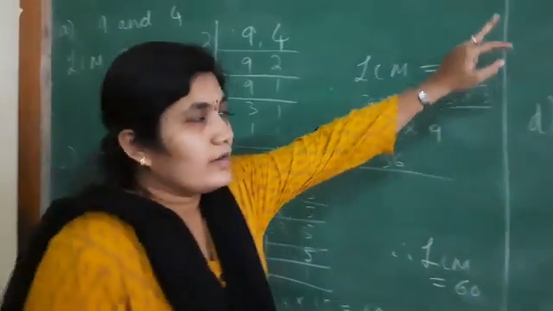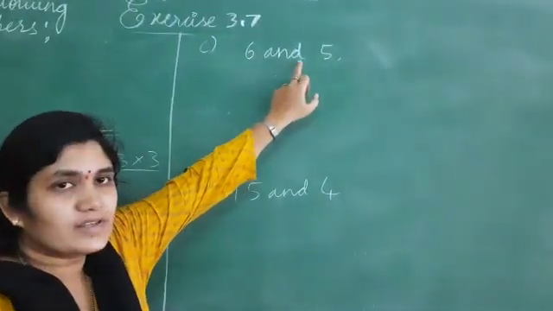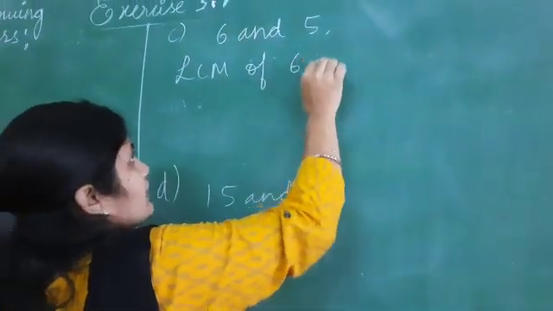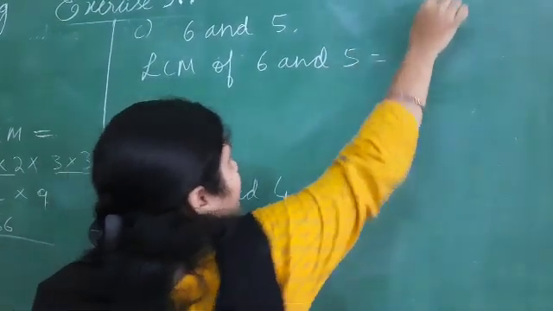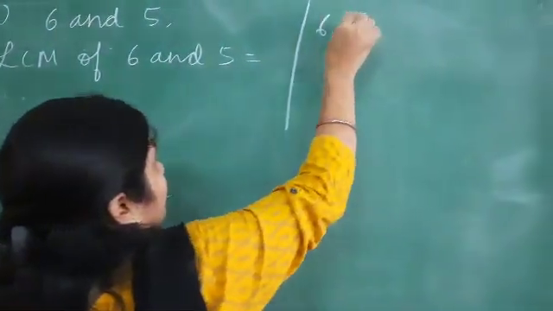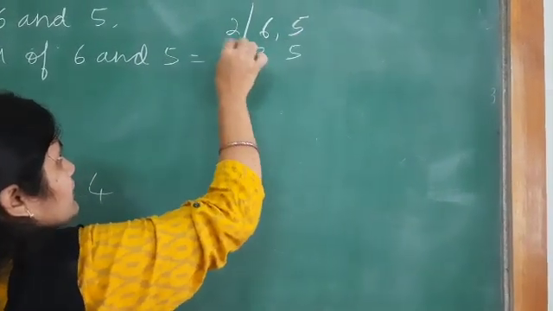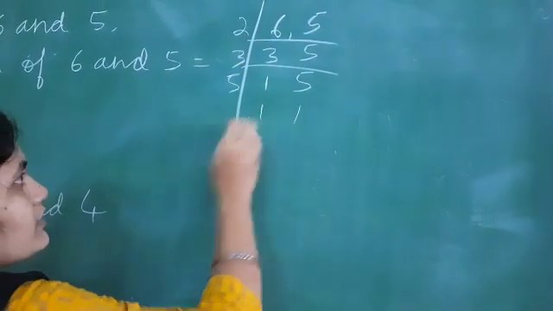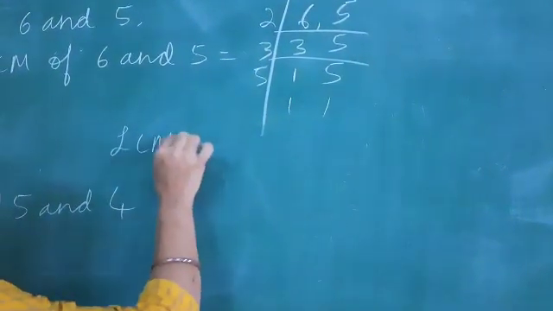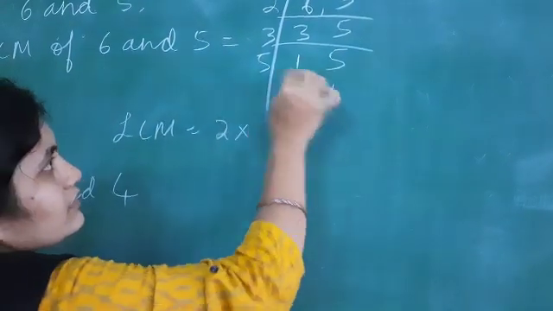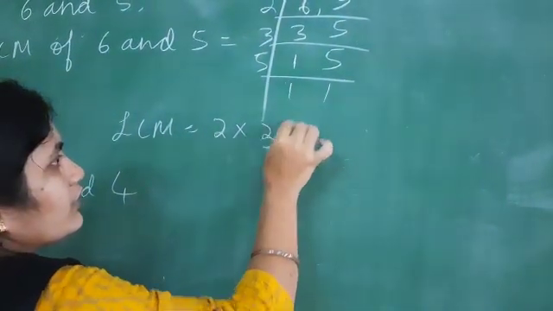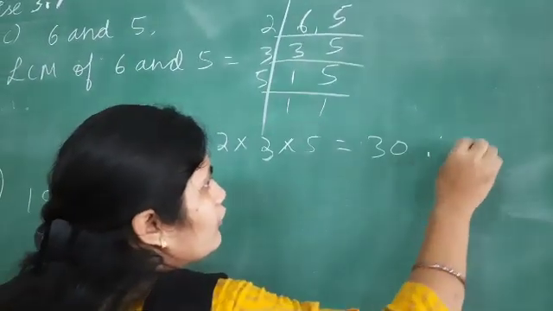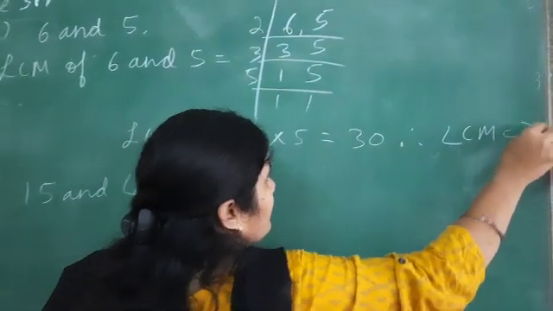Now same here again. C1, LCM of 6 and 5. LCM of 6 and 5 is equal to 6 5. 2 3s are 5 as it is, 3 1s are 5 as it is, 5 1s are 1. So LCM is equal to, multiply the factors. 2 into 3 into 5 gives you 2 3s are 6, 6 5s are 30. Therefore LCM is equal to 30.